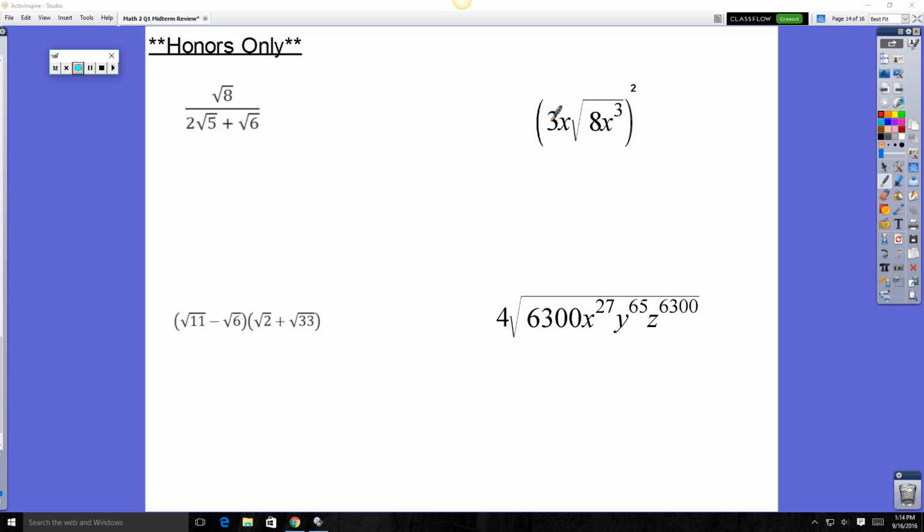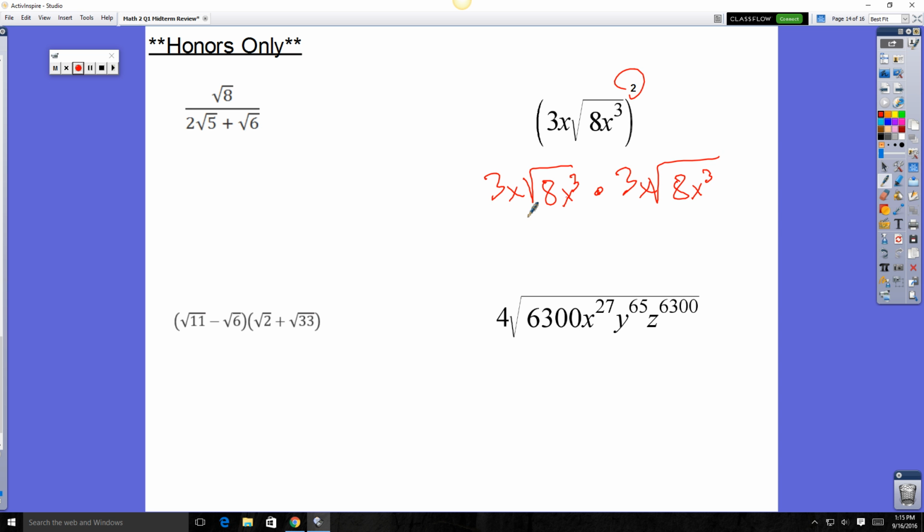Okay, the next one, if you have this squared, it is just going to be this times itself. So it's going to be 3x square root of 8x cubed times 3x square root of 8x cubed.